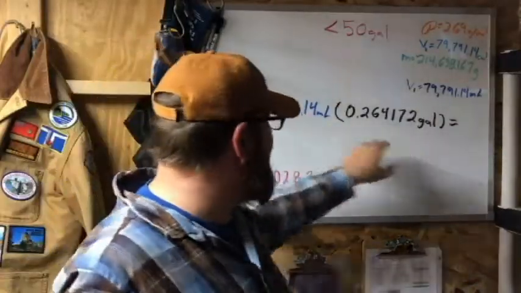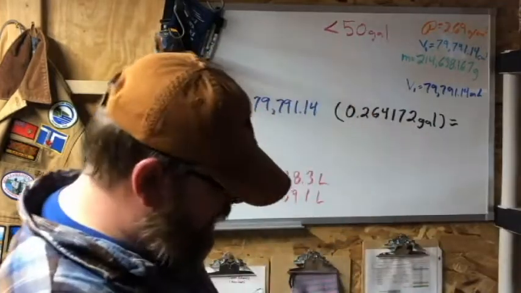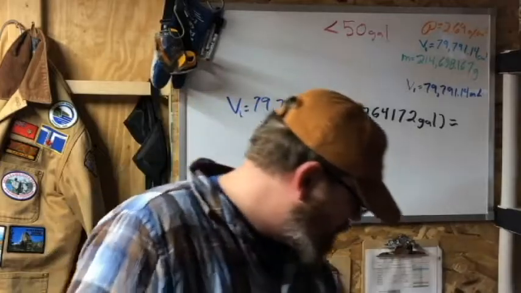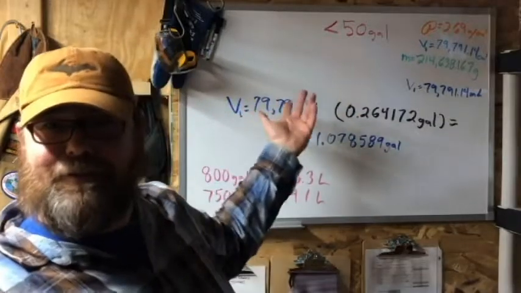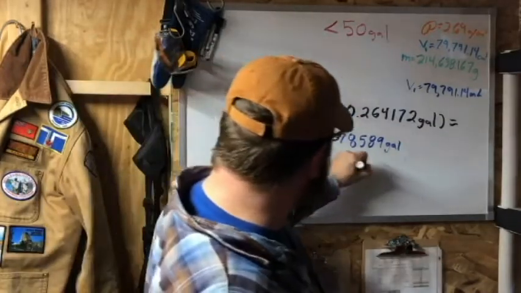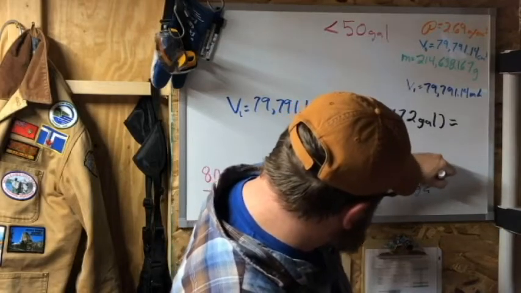Okay, so we multiply these together. This is going to go away because this is our conversion factor. And what will become our V1 ultimately is this number with a lot of decimal places. So we'll just simplify it to approximately 21.1 gallons. So what is that 21.1 gallons?